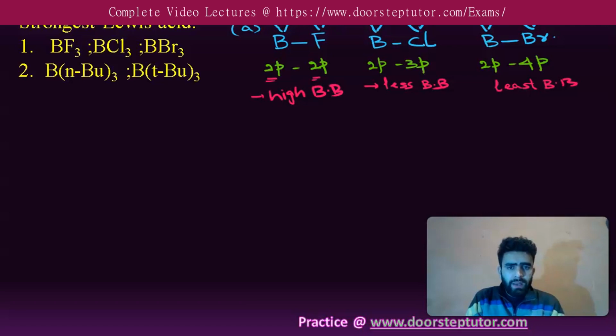So it means that this orbital of boron will have high electron density. It means that it will be the least Lewis acid, since it has high electron density in the 2p orbital of boron. It means that it will have the least tendency to accept the electron. So this orbital of boron has high electron density, so it will have the least Lewis acidity.